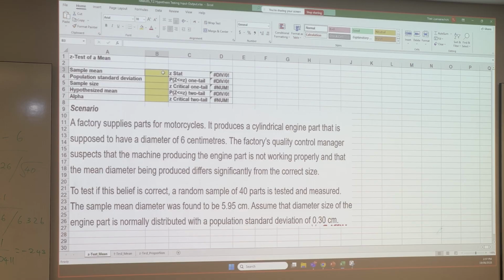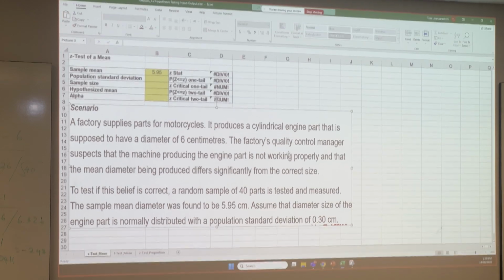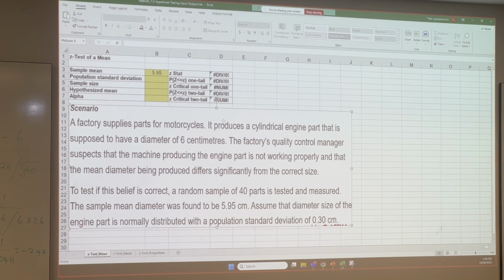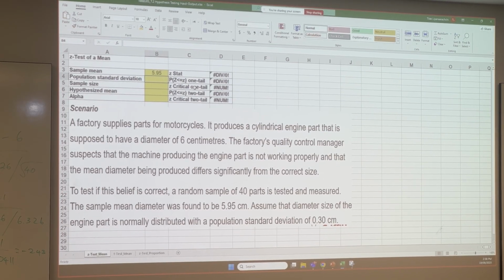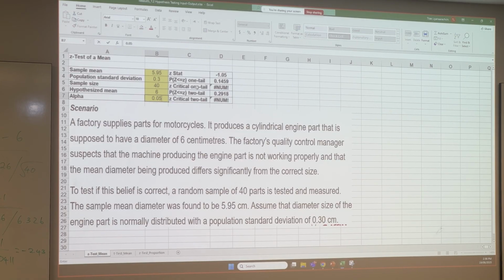What is your conclusion? Sample mean is 5.95, right? I'm talking about this question. So 5.9, and that's the sample size. What is the population standard deviation? 0.3. Sample size is 40, hypothesis mean is 6, alpha is 0.05. So what is your conclusion now?